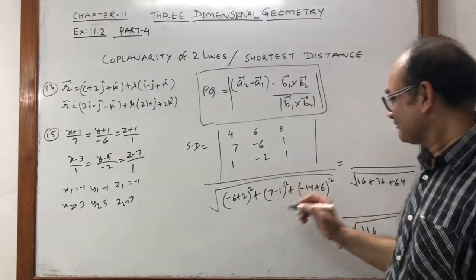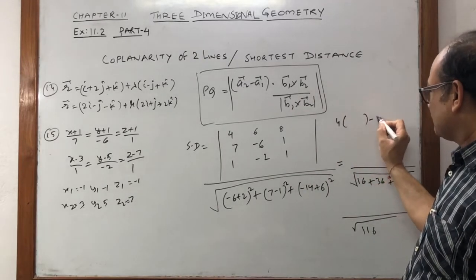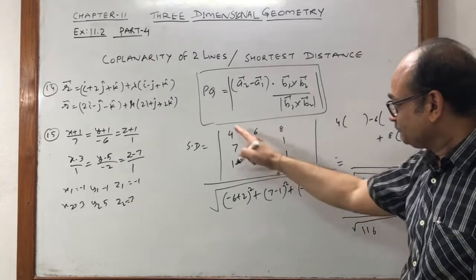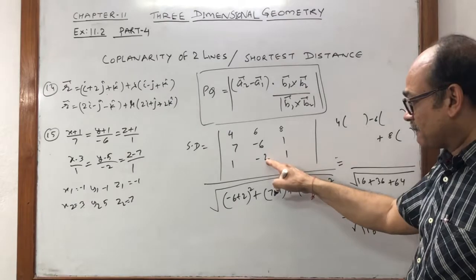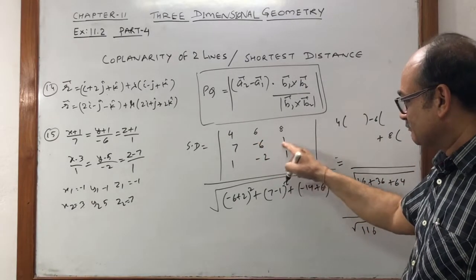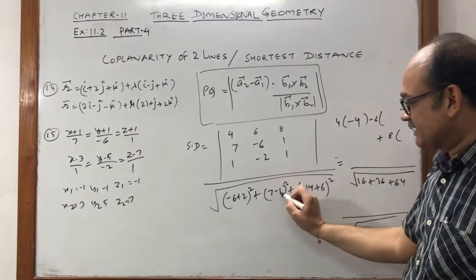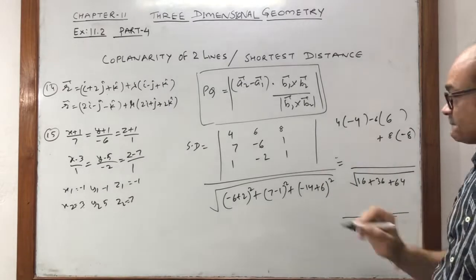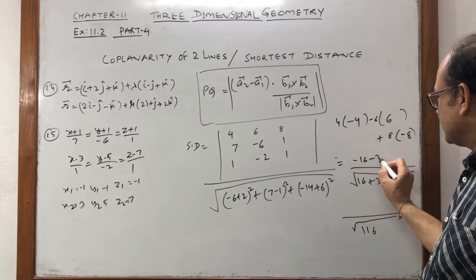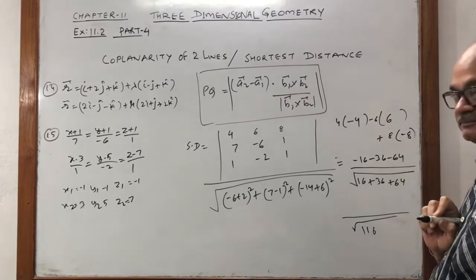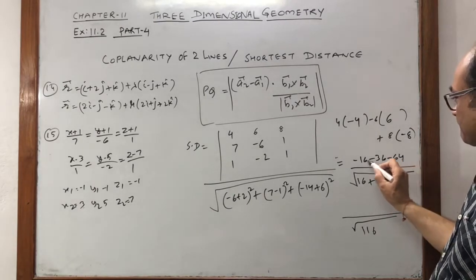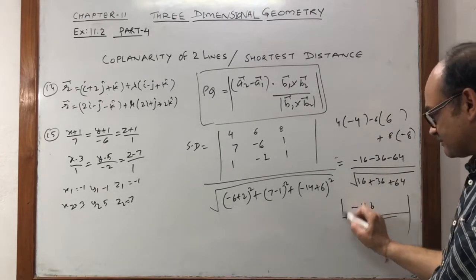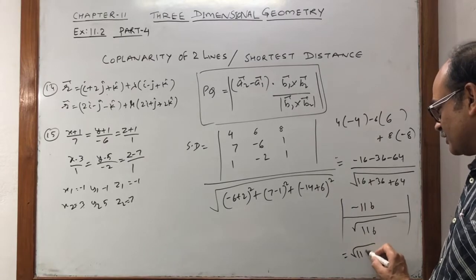A test for you. 4 minus 6 and plus 8. So I start with 4. Minus 6 plus 2. Same thing. 7 minus 1, 6 and minus 8. Answer is minus 16, minus 36, minus 64. What we are getting? Minus 116. But since it is absolute value, answer is root 116.